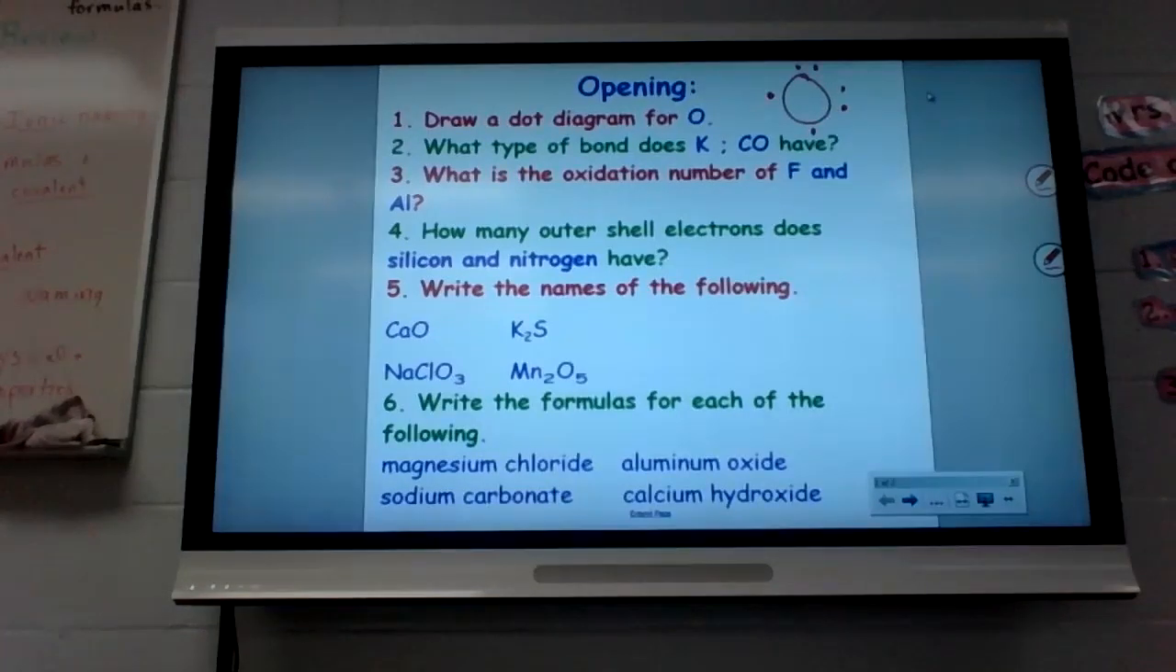All right, everybody good with the dot diagram for oxygen? 6 dots. She drew 2 separate. You could have drawn 2 together and made 2, 2, and 2. Doesn't matter as long as you got 6 dots. Everybody good with that? Yeah.